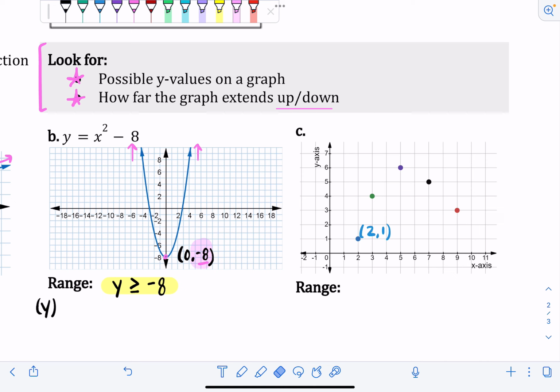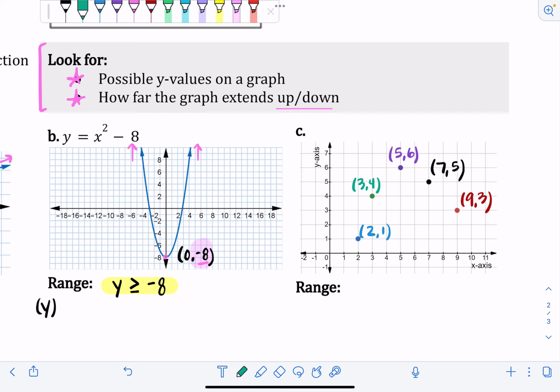The green point, we're going right 3 and then up 4. So that would be 3, 4. The purple point, we're going right 5, up 6. The black point, we're going right 7, up 5, so 7, 5. And then the red point, we're going right 9, up 3, so 9, 3.